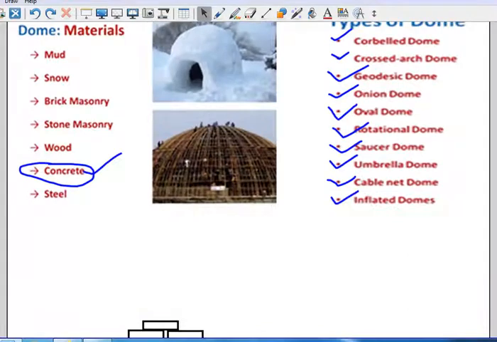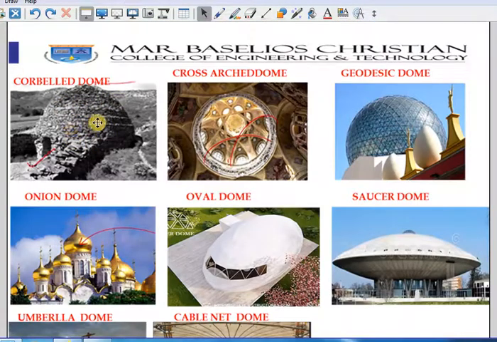As you can see here, this is a corbel dome made of bricks, and this is a cross arch dome, because inside you can see, as I told you, if an arch is rotated, a dome is formed. Like that, there are a lot of arches, so it is called a cross arch dome. These all come under the architectural types. This is a geodesic dome, mainly made of nets with triangles, made of plastic or fiber.